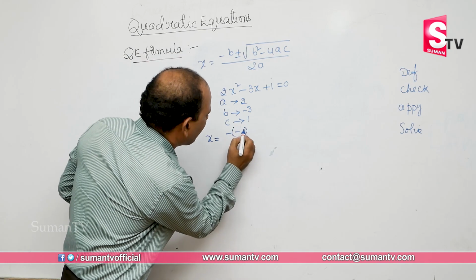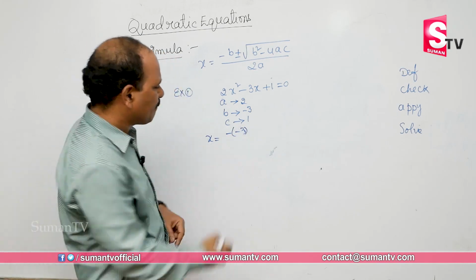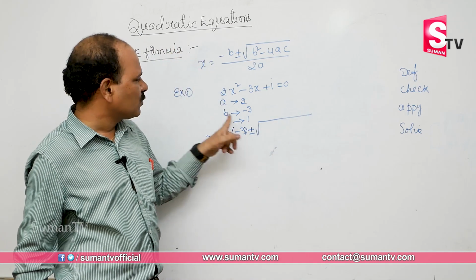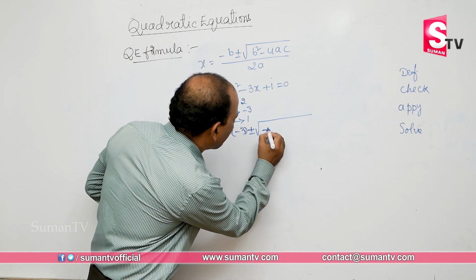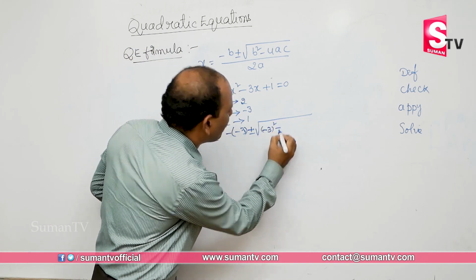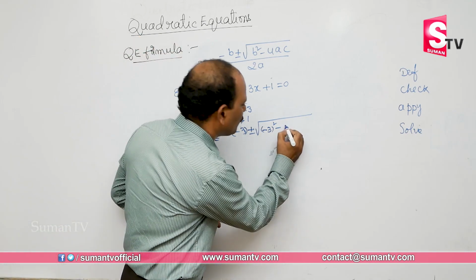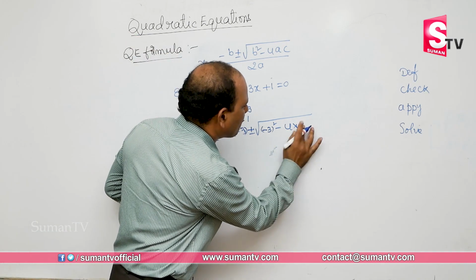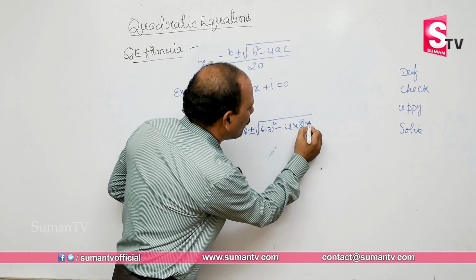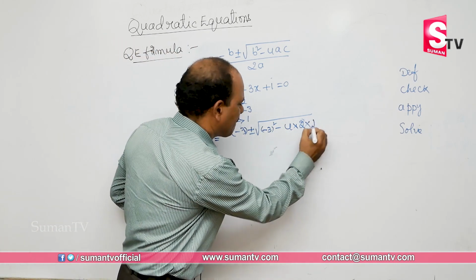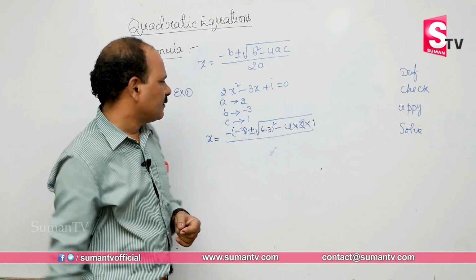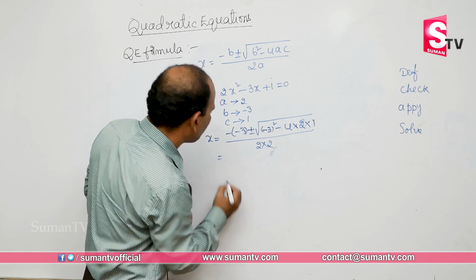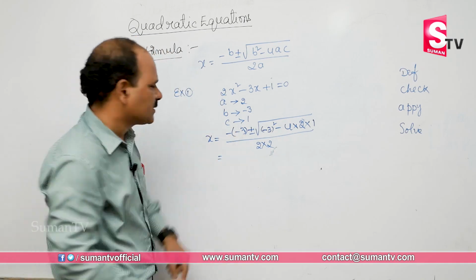Minus of minus 3, minus b plus or minus root b square. What is b here? Minus 3 again. Minus 3 whole square minus 4ac. 4 into what is a here? 2. And what is c here? 1, by 2a. 2 into the value of a, which is 2. Again simplify this. Minus into minus will become plus.